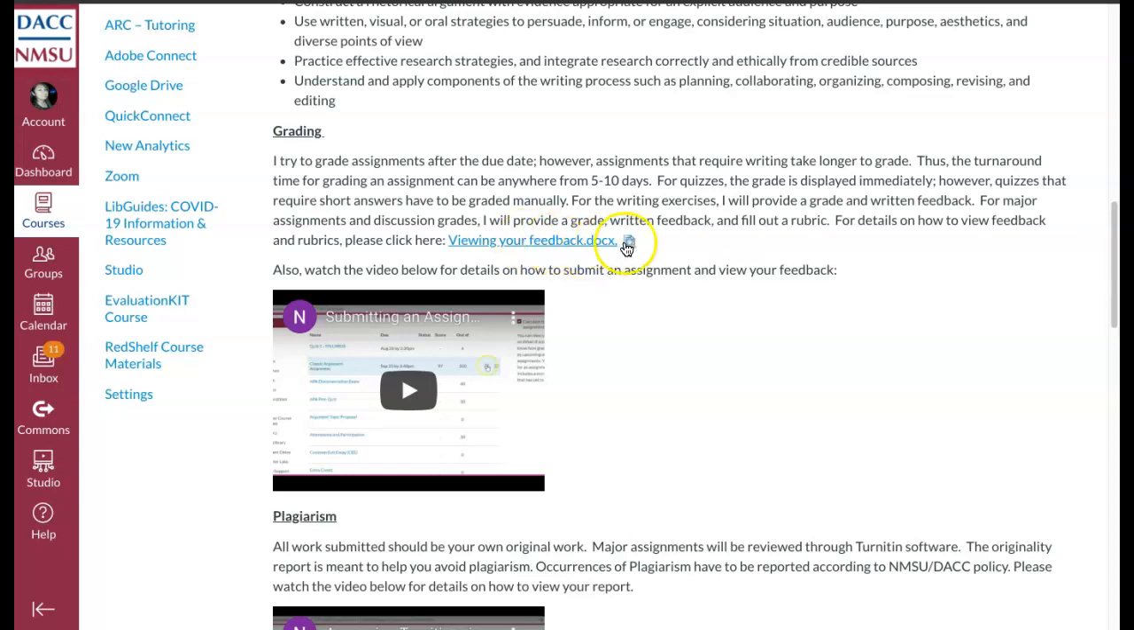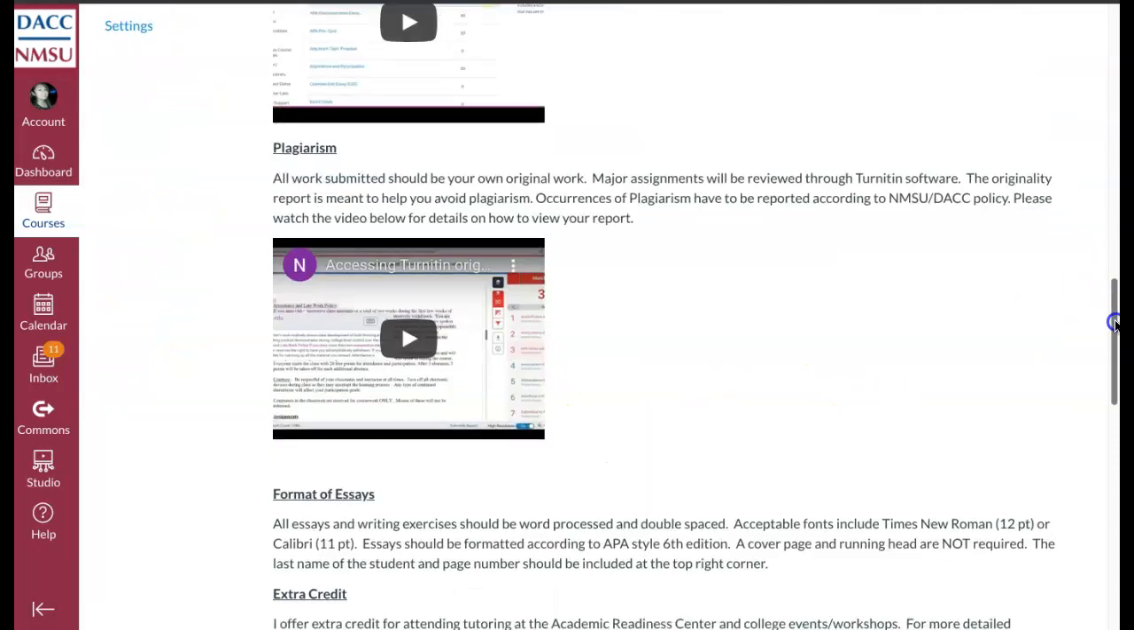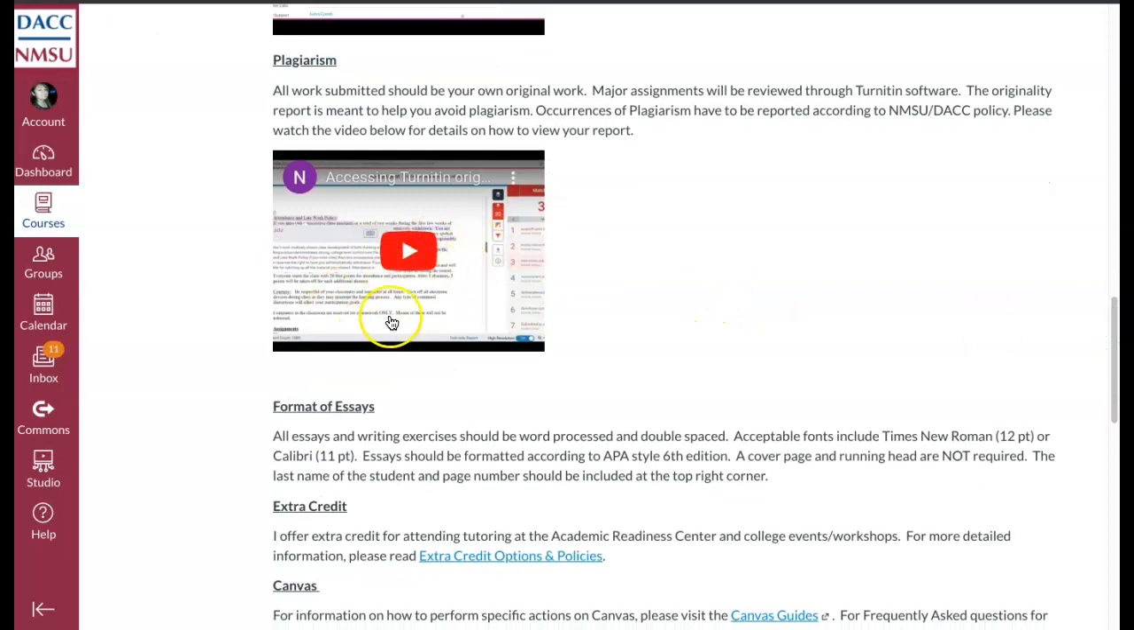So I have a handout right here that explains how to do that, and then I also have a video that talks about submitting an assignment. And then over here, this video tells you how the Turnitin software works.